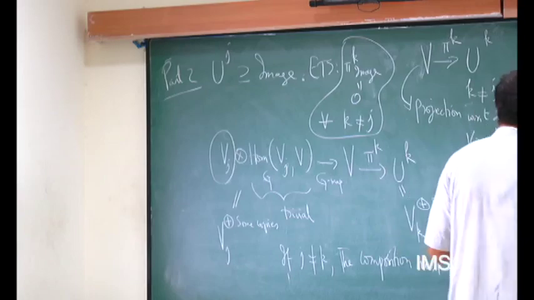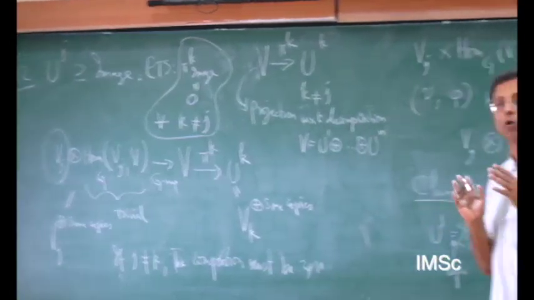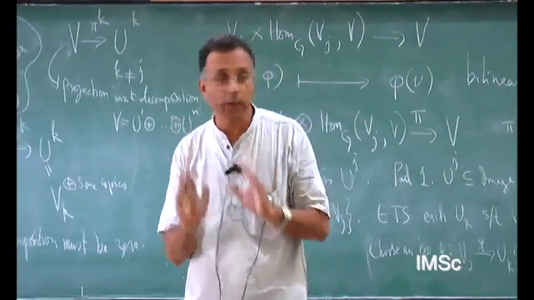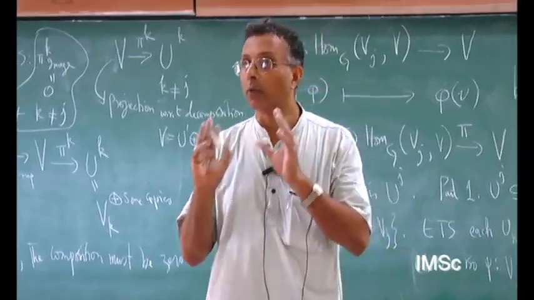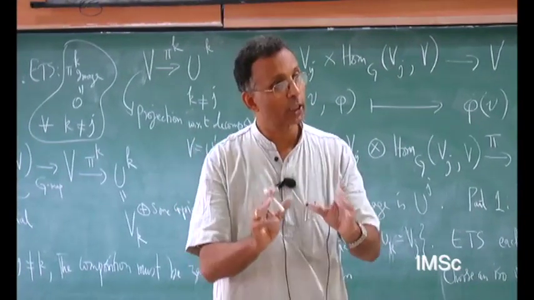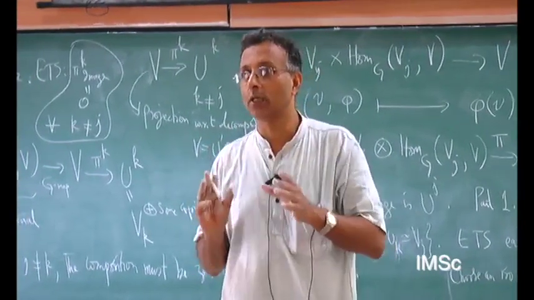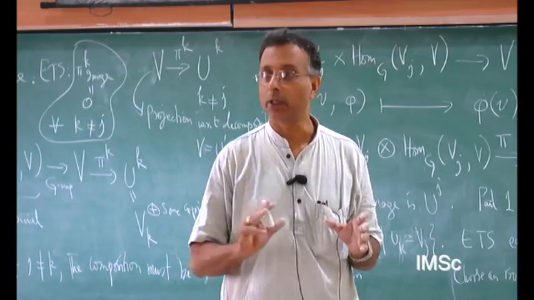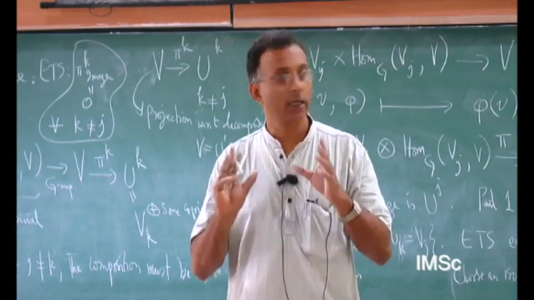Okay? So we've done part 1. We've shown that the isotypical components are unique. Now we will do one more bit. We will derive a formula for the G projection to this isotypical component. That is the next part.